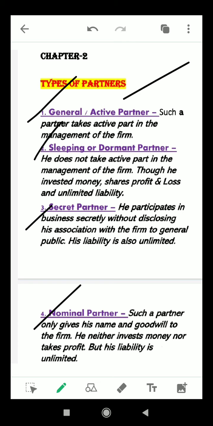That means a nominal partner is one who lends his name to the firm. He does not contribute any capital nor does he share profit of the business. He is known as partner to the third parties. On the strength of his name, the business may get more credit in the market or may promote itself. By his name only, the business will run or get more profit.